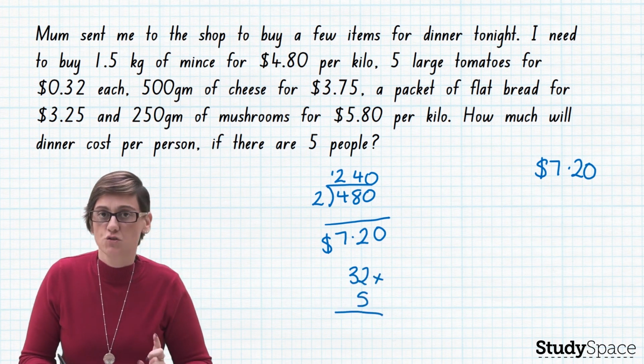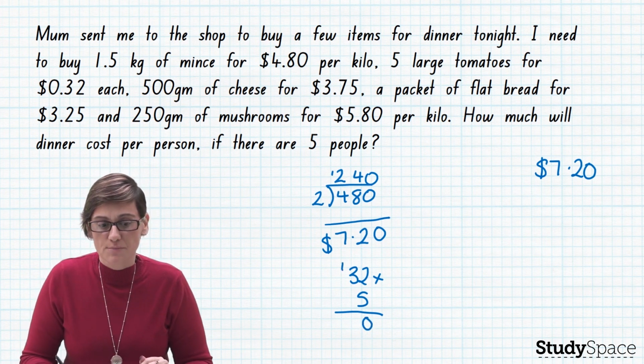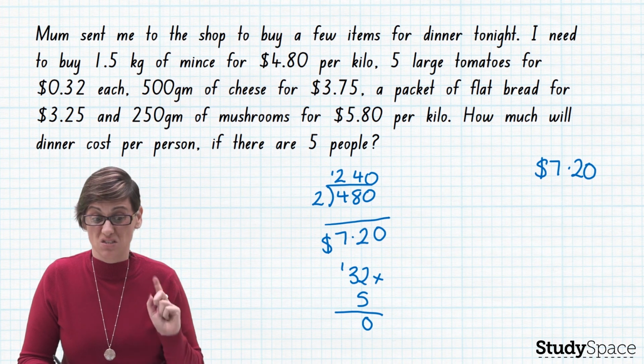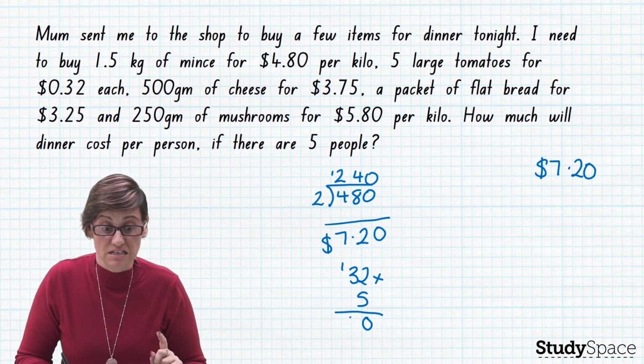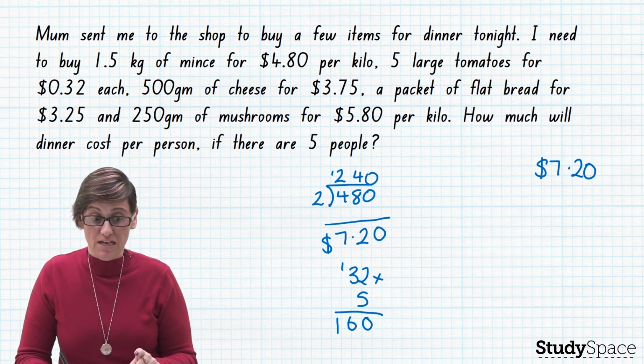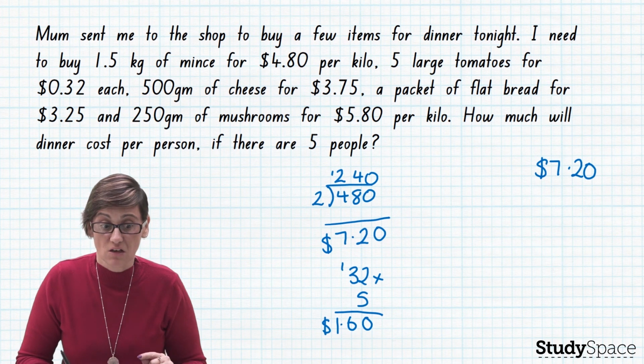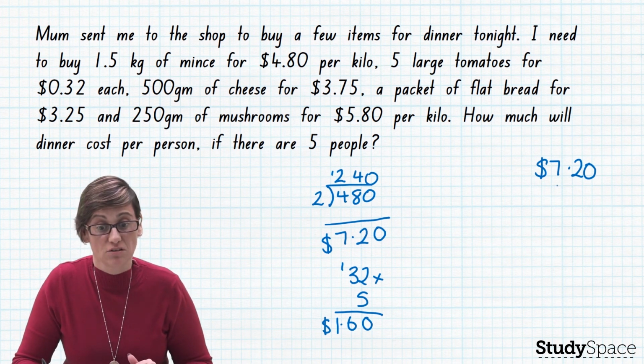Okay, so 5 times 2 is 10. Carry the 1. 5 times 3 is 15, plus 1 is 16. So our tomatoes are going to cost us $1.60. So we'll add that to our calculation on the far side of the screen.